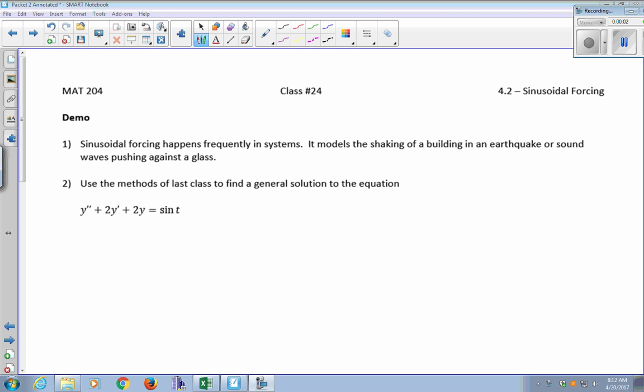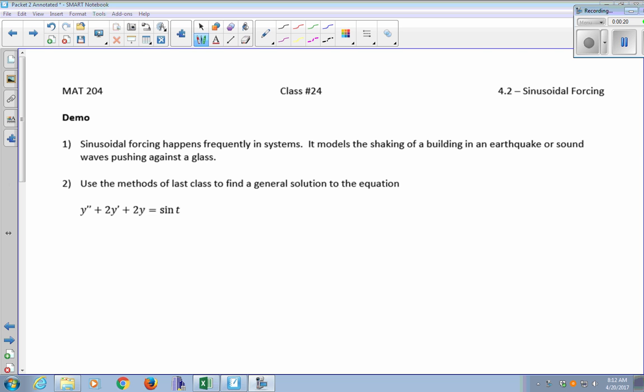Sinusoidal forcing happens frequently in systems. It models the shaking of a building in an earthquake or sound waves pushing against glass. We're going to use the methods of last class to solve this forced second order differential equation. So the forcing function is sine of t.